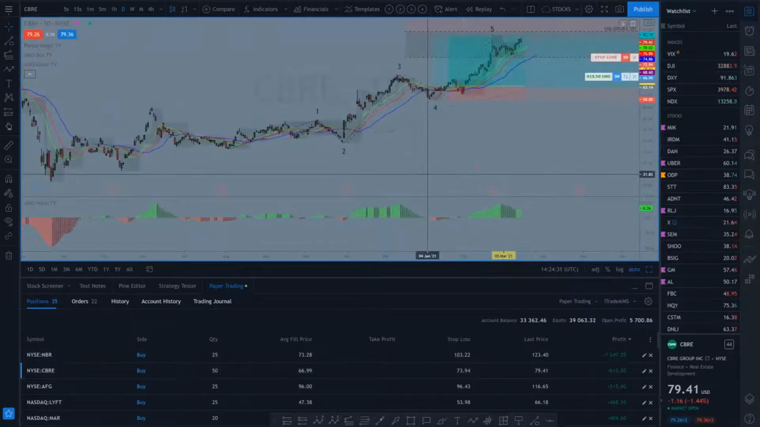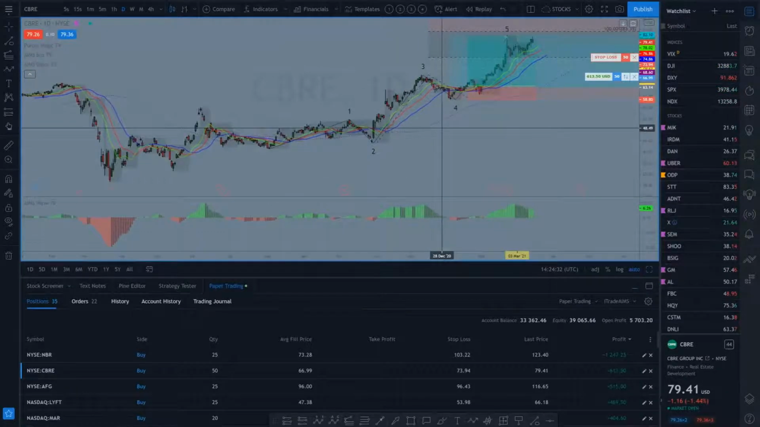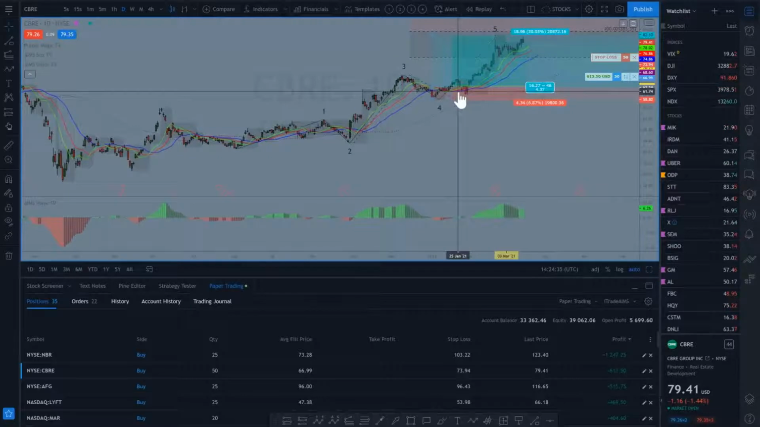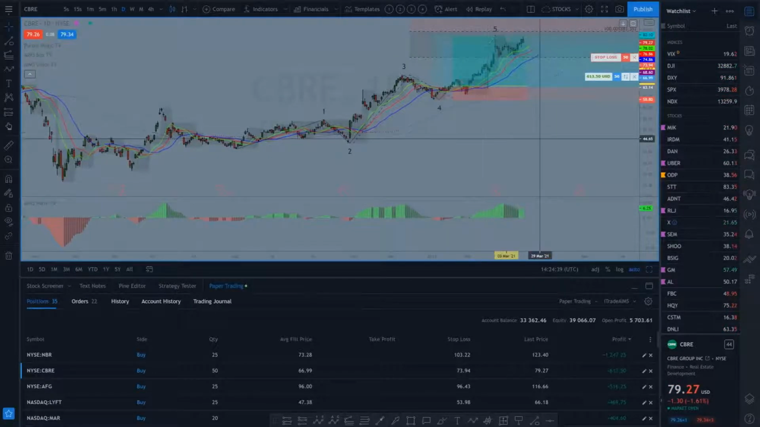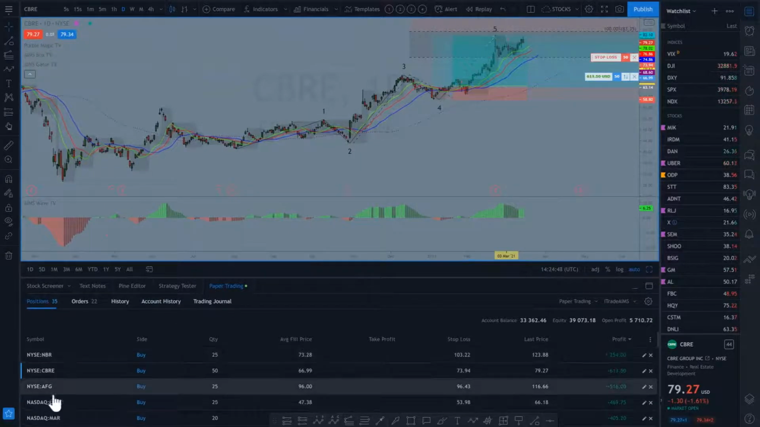CBRE. I took this one. We are out of it, but the entry was here and the next entry was here. It's a pretty good trade. That's a very good setup, you know. It's a very good setup.